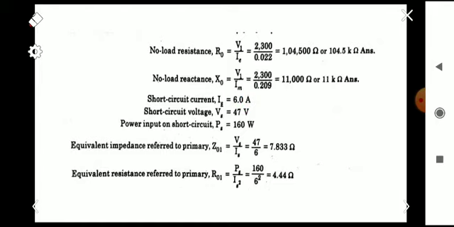In all questions based on the open circuit test, we are using the same equation. V1 is the corresponding voltage, the voltmeter reading during the open circuit test, and IE and IM we are finding. And if you are taking the case of short circuit, here the short circuit current is 6 ampere and the corresponding voltage is 47 volt, and the power input on short circuit is 160 watt. That is the copper loss corresponding to this 6 ampere.